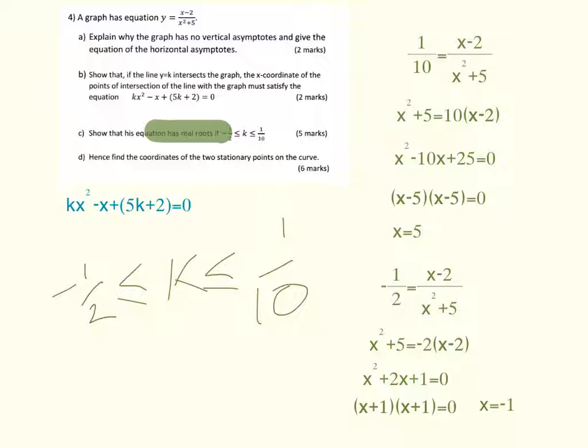Okay, so finally you need to write these as coordinates. So when y was 1/10, x was 5. And when y is minus a half, x is minus 1. And they're the two coordinates of your stationary points.